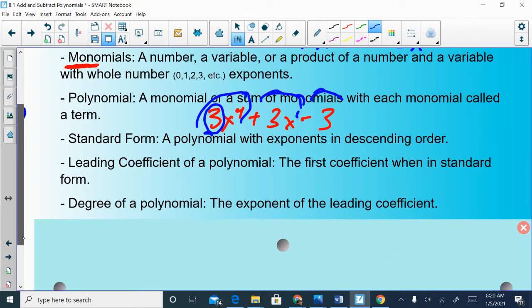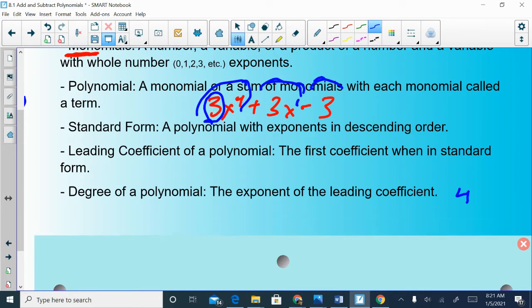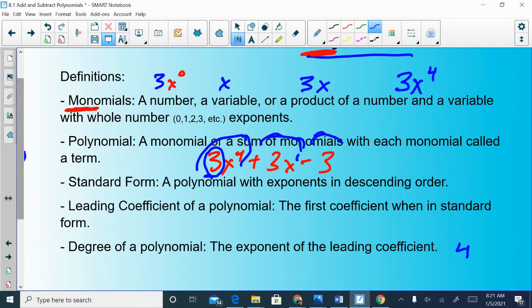You guys are also going to be having to find the degree of a polynomial. And the degree of the polynomial is the biggest exponent. So in this problem, the degree would be 4, right? Because that is the biggest exponent. It's the exponent on the one with the leading coefficient, right? This is the leading coefficient. The exponent on the variable is 4. So because this is the first section of a chapter, there's a lot of vocab that I'm throwing at you. And this is completely new vocab to you guys. You guys are not familiar with any of this.